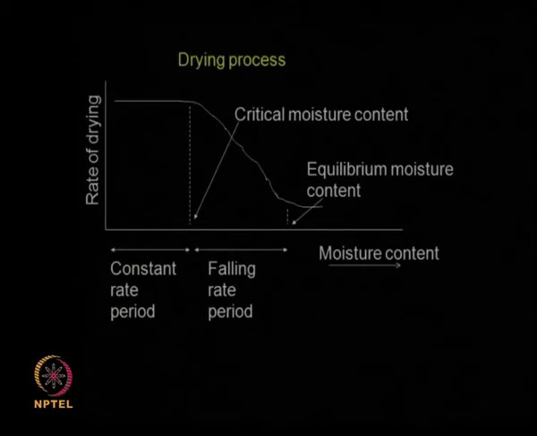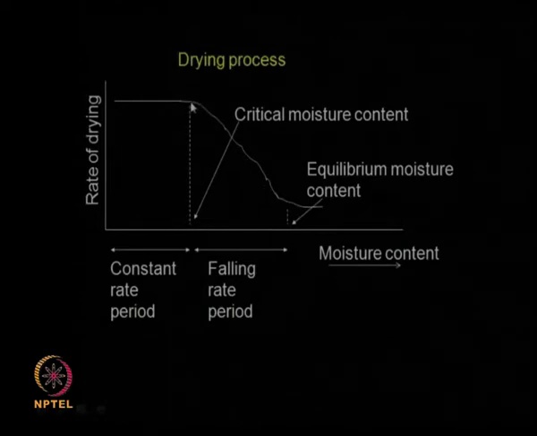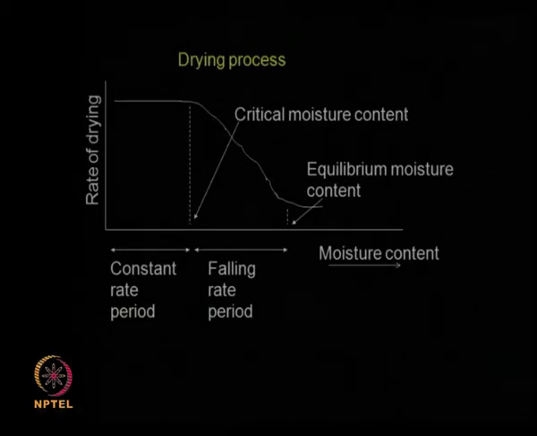Now the constant rate period and the falling rate period are separated by something called the critical moisture content, that is the moisture content until which the rate of drying is constant and below which the rate of drying keeps falling with time. That is the falling rate period. So you have a constant rate period, you have the falling rate period, in between you have the critical moisture content, and finally you have the equilibrium moisture content.